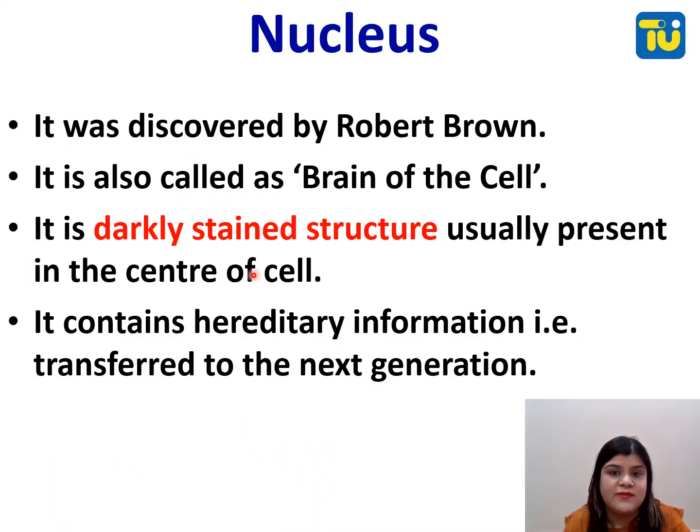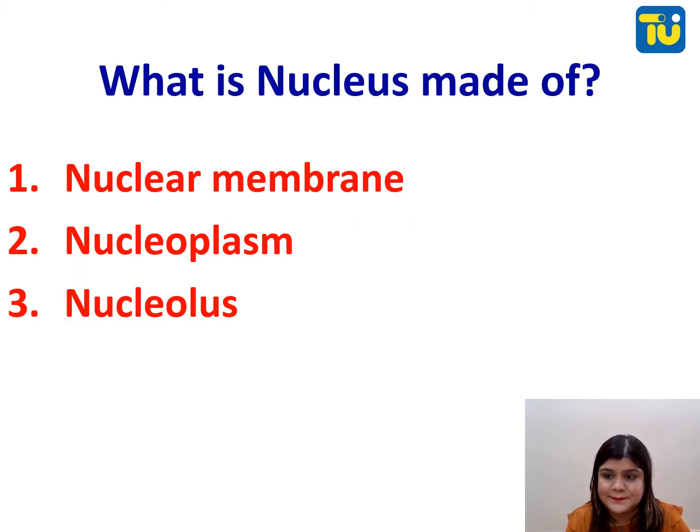Nucleus. It was discovered by Robert Brown. It is also called brain of the cell. It is darkly stained structure usually present in the center of the cell. It contains hereditary information that is transferred from one generation to the next generation. Like we look like our parents, somewhat like a mother, somewhat like a father. Why? Because we have their genes inside the body, which is coming through DNA, and DNA is coming through the chromosomes, and chromosomes are coming through the nucleus.